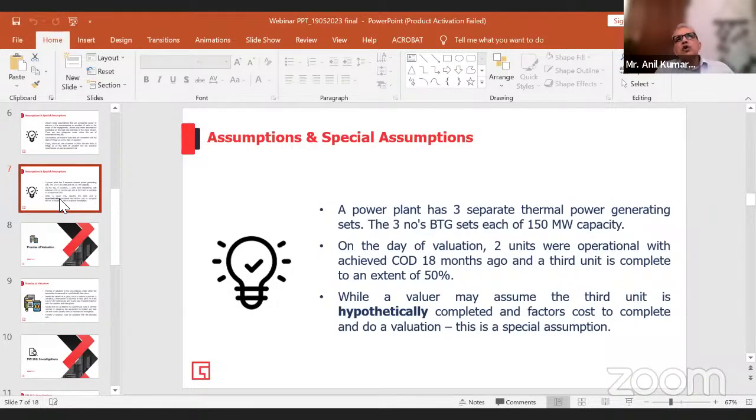So therefore I assume a certain cost to complete, and I assume obviously the income flow coming in only after, let's say, 18 months from the valuation date. But this is a special assumption that I have assumed, and there can be numerous instances of this sort of assumption. IVS permits you to take special assumptions which are agreed between the client and the valuer. They also must suit the purpose of the valuation, and that is very important. It cannot be completely in the air.